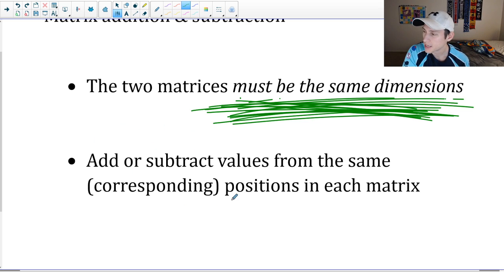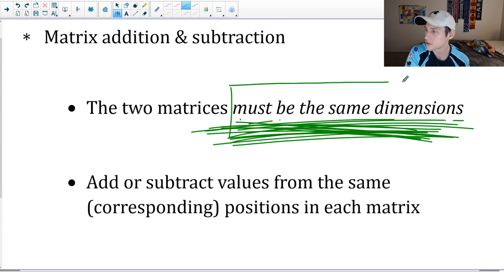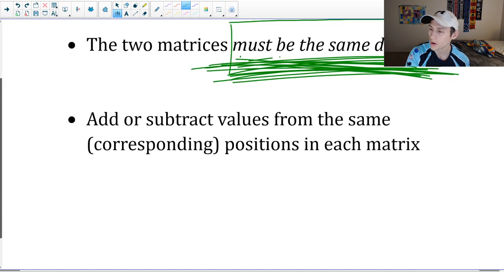And we add or subtract values from the corresponding positions in each matrix. Okay, so the first thing before we start adding or subtracting any matrices together, we first have to check: are they the same dimensions? Exactly. Are they both 2 by 4? Are they both 3 by 7 or whatever? But are they the same?